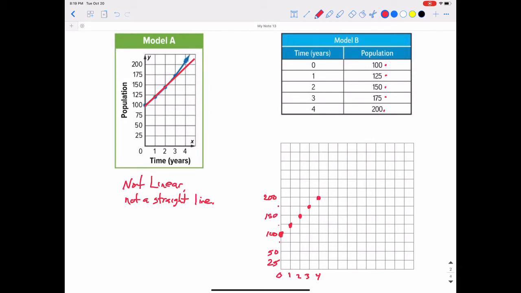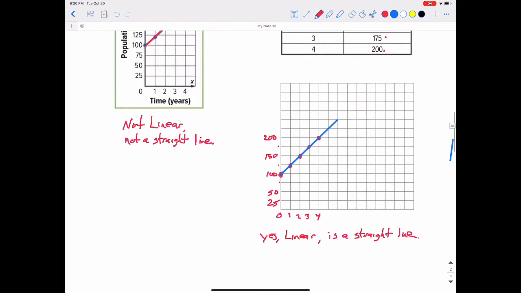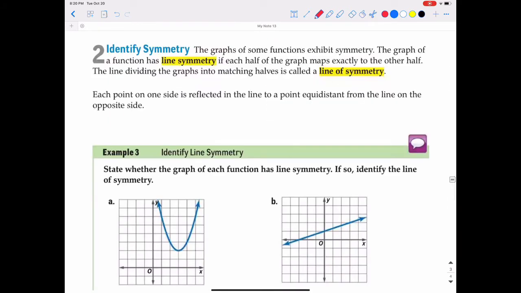So when I graph those 5 points, is this going to be a straight line? Can I draw a straight line through all those points? I'll use the straight line tool that I have, and you can see that yes, I can hit all 5 of those points as a straight line. So yes, this is going to be a linear function, because it is a straight line. So that's the first part of what we're talking about, identifying linear and nonlinear equations.